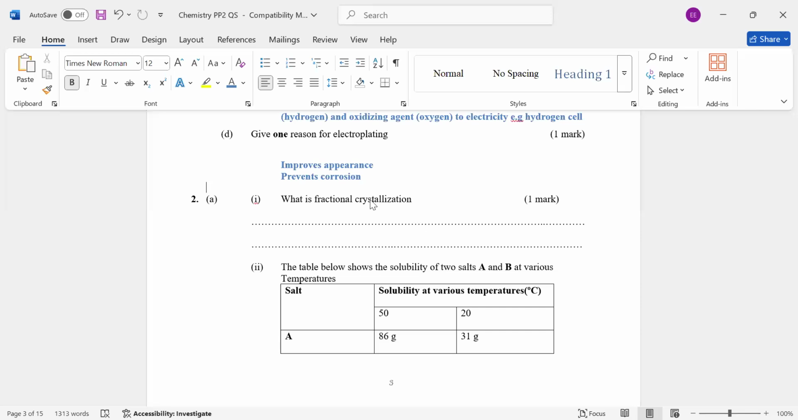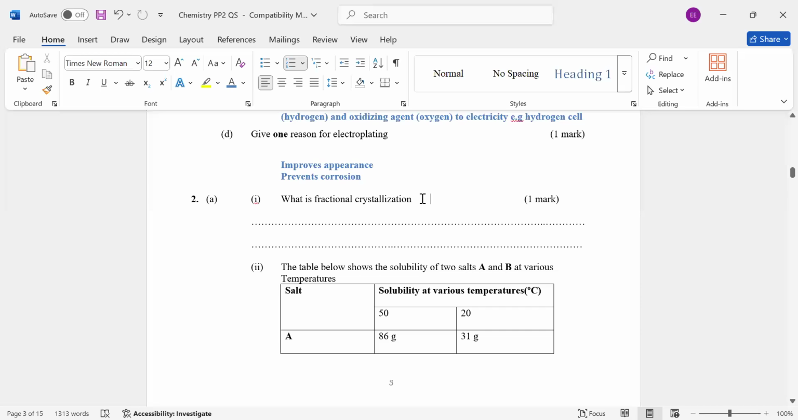Here the question is fractional crystallization. Anyone with something to say? Muya, Lawrence? Fractional crystallization is the process by which two substances with close but different solubilities are separated. Different solubilities are separated. That is correct.